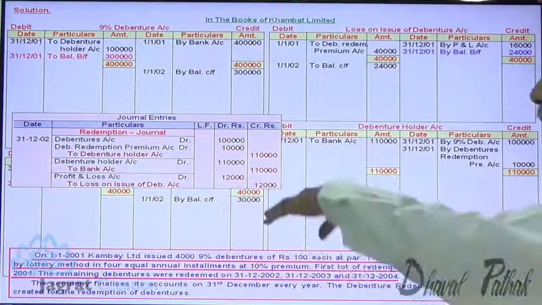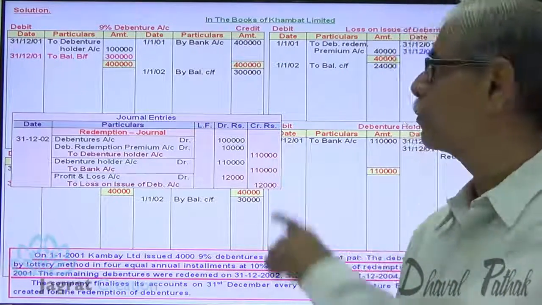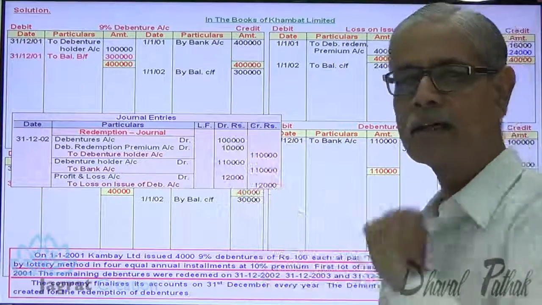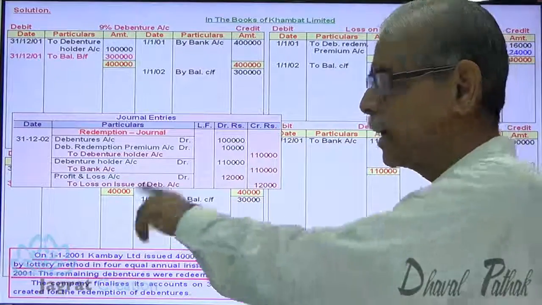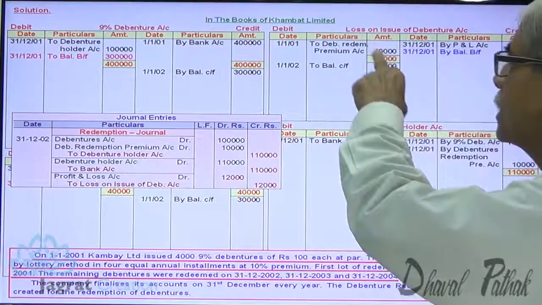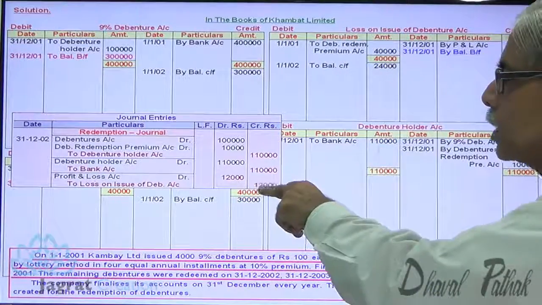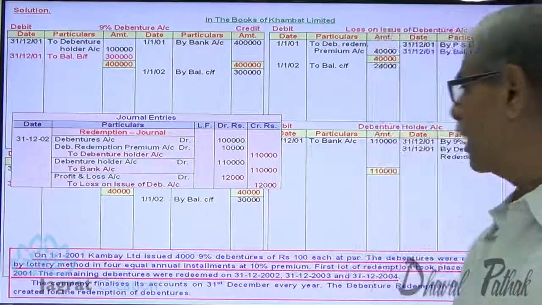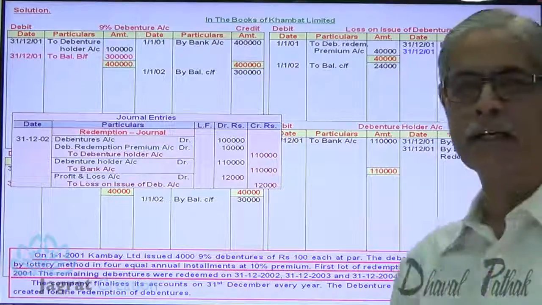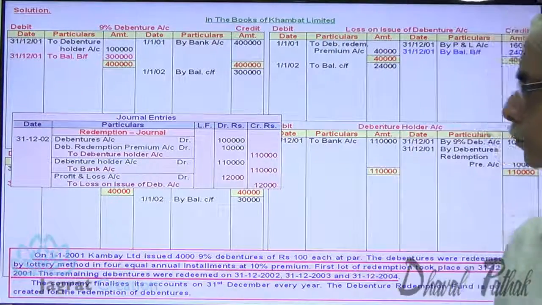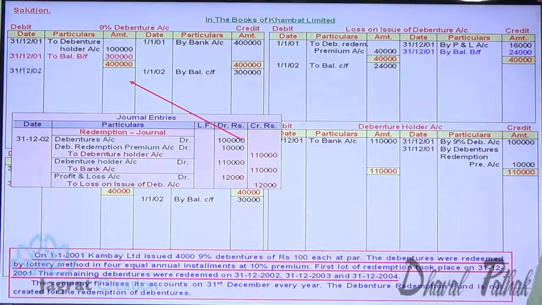After writing these journal entries, let me go for ledger posting. Out of 3 lakhs, 1 lakh redeemed, so debited. Out of 30,000, 10,000 redeemed, so debenture redemption premium liability account is debited with 10,000. Out of this 24,000 loss, 12,000 is written off, so it is credited. So let me go for the ledger posting. The debenture holders account will be credited with 1 lakh 10,000 and will be debited with 1 lakh 10,000. So write on the debit side of debenture account 1 lakh.